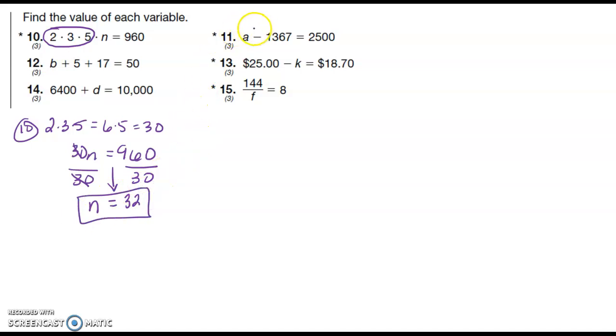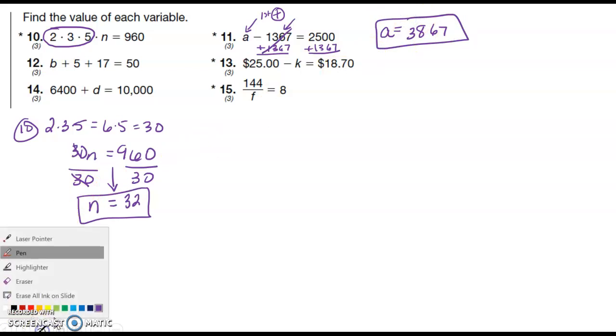Okay. 11. So 11 is a subtraction problem, and the variable is in the first spot. If it's in the first spot, we add. If it's in the second spot, we subtract. Second and subtract both start with s. So here I'm going to add 1367 to this side, 1367 to this side. This is going to go away. I'll have my a is equal to, let's see, that's 7, 6, 8, 3. Let me change colors here so we don't get confused.